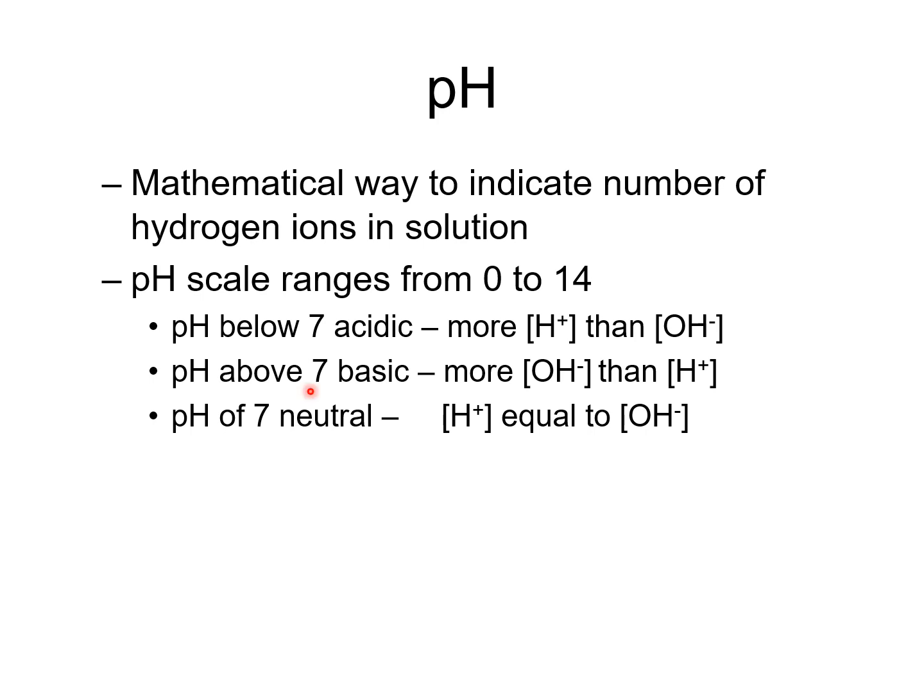If we have a pH above 7, it is basic, where there are more hydroxide ions than hydrogen ions. If we have a pH of 7, then the solution is neither basic or acidic. It is neutral, where the hydrogen ion concentration is equal to the hydroxide ion concentration.